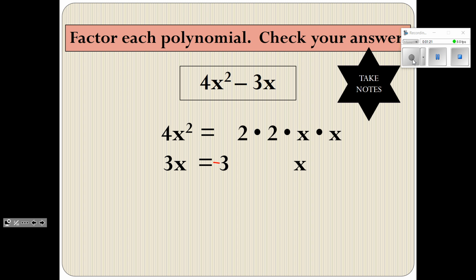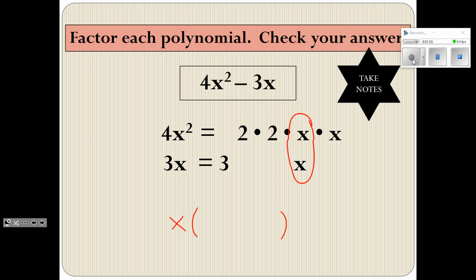If you look at the way I organized them right here, I lined up everything that they share. So they do not share a 3. That's why they're not lined up there. They do not share a 2. So if you look at it this way, you will notice that the only thing these two monomials share is an x. This is what we did yesterday. So we know that x is the greatest common factor because that's the only thing they share. So we're going to pull that out. The greatest common factor is going to go on the outside of our polynomial.